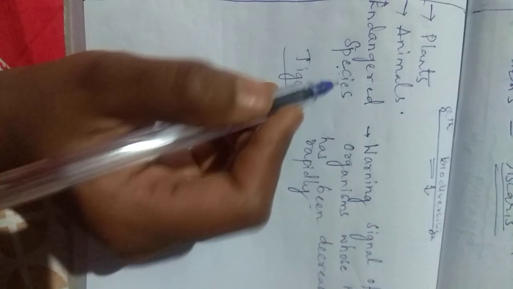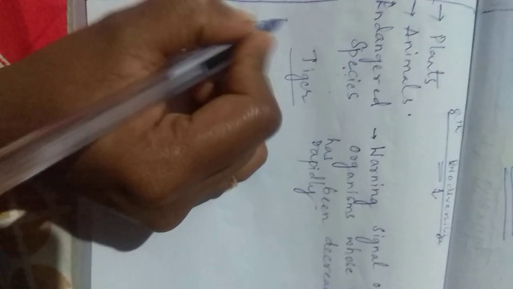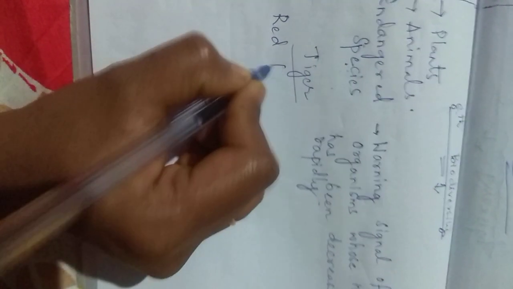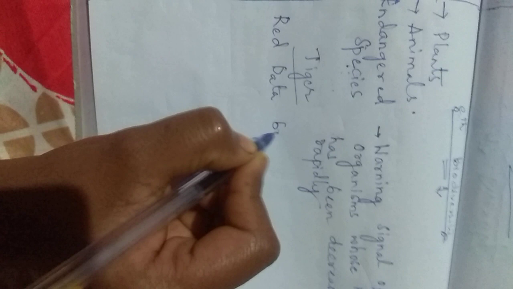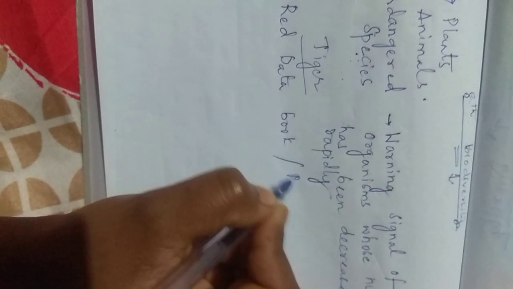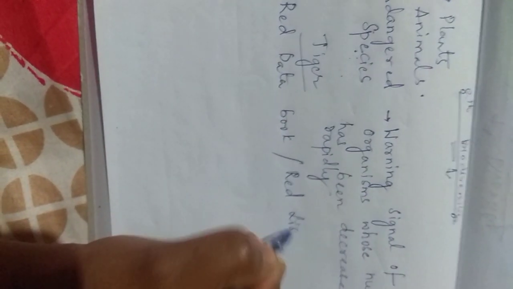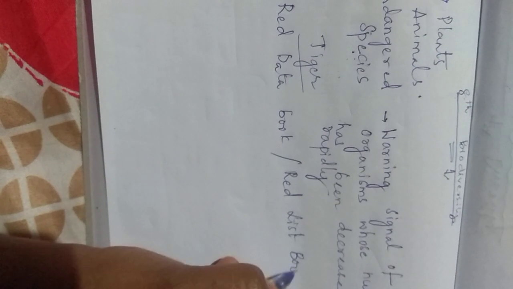So the data of endangered species, which species is endangered, which tree is endangered, which animal is endangered, they will give very clearly in one book. That book's name is the Red Data Book. Red Data Book or Red List Book has the information about endangered species.